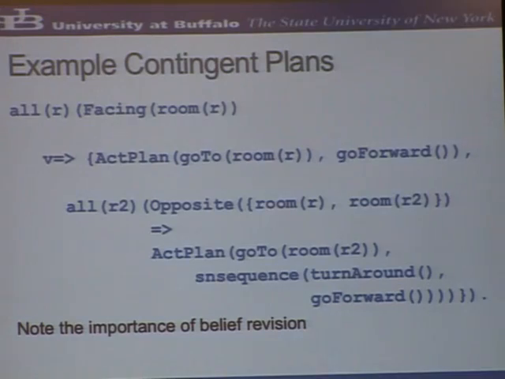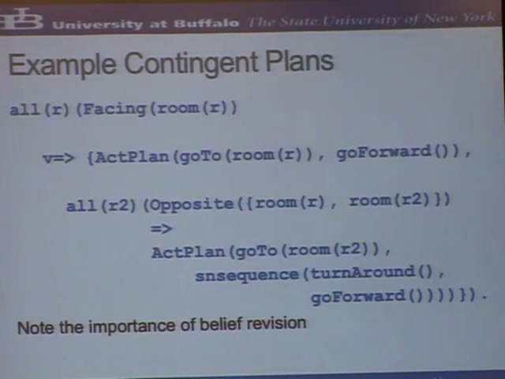Yes, this is also interesting. How do you specify a contingent plan? So this says, for all R, if you're facing room R, then a plan to go to room R is just to go forward. And if you're facing room R, and room R and room R2 are opposite each other, which is something also that it knows, then a plan to go to room R is to turn around and go forward, because the corridor is only one cell wide. Okay. So notice that this is a plan to go to a room if the agent is facing that room.